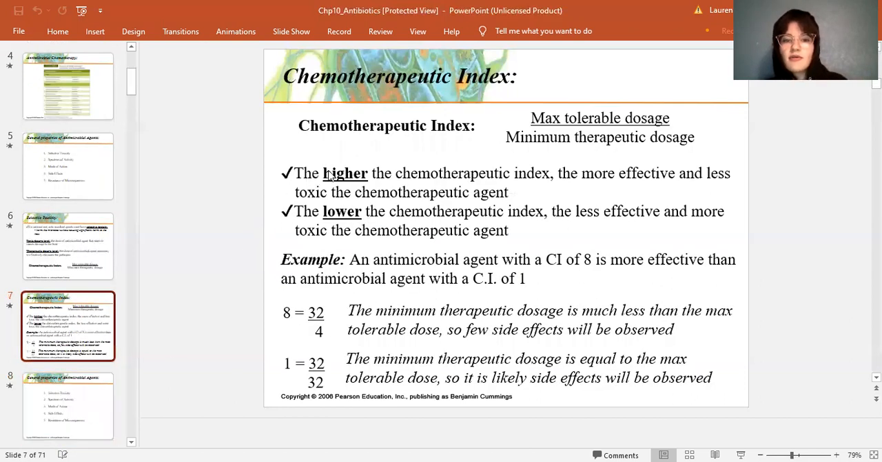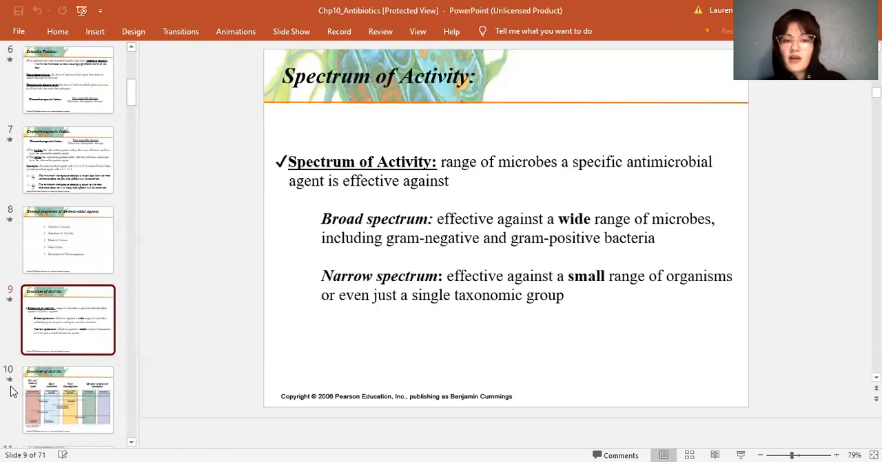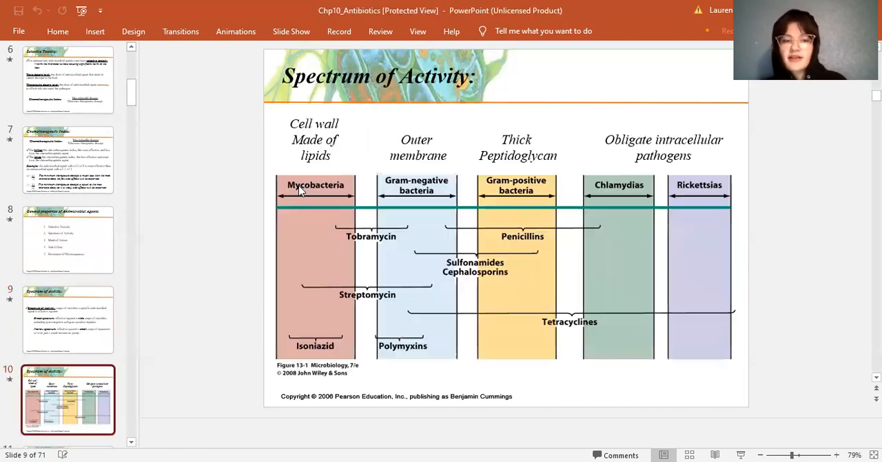The higher the chemotherapeutic index, the more effective and less toxic it is, right? So here, this is another example, and then we have that lower one of 1 1/3. It's going to be less effective and it's going to be more toxic, right? This idea right here sometimes trips people up, but it's still a very important idea. Okay. You guys know spectrum of activity, I think, pretty well. You guys can draw this, it helps.